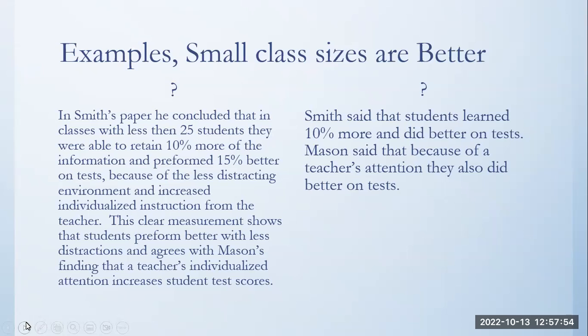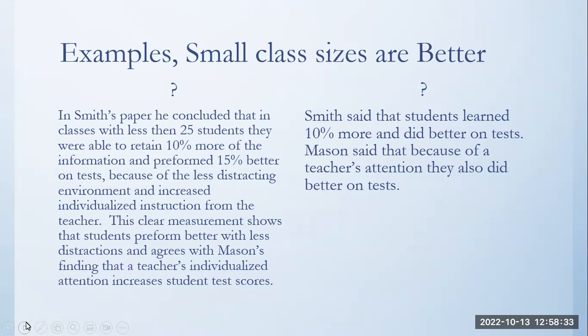So here we have two paragraphs. Paragraph one: In Smith's paper, he concluded that in classes with less than 25 students, they were able to retain 10% more of the information and perform 15% better on tests because of the less distracting environment and increased individualized instruction from the teacher. This clear measurement shows that students perform better with less distraction and agrees with Mason's finding that a teacher's individualized attention increases student test scores.